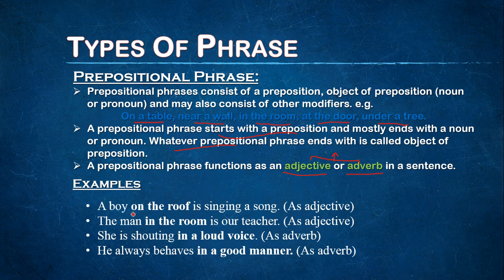For example, the boy on the roof is singing a song. It acts as an adjective here. Sam, the man in the room, is our teacher. It is also an adjective here. She is shouting in a loud voice. Here it modifies the word shouting. Therefore, in a loud voice, here it acts as an adverb. He always behaves in a good manner. In a good manner, here this prepositional phrase also acts as an adverb.